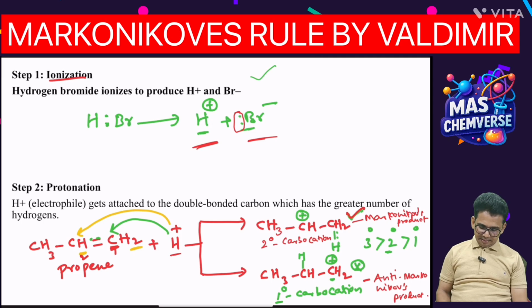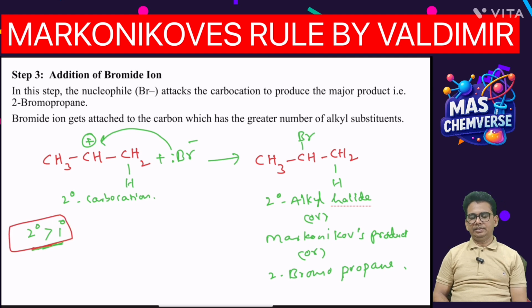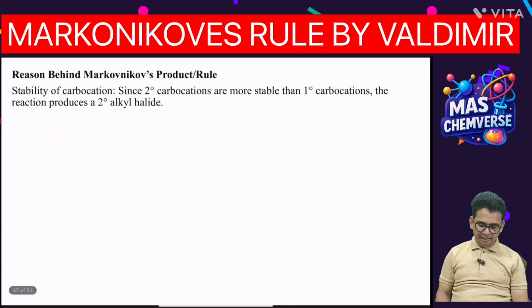Now in the second step we are taking the secondary carbocation only, because secondary is more stable than the primary. That's why we take the more stable one. Then the bromide attacks this electron deficient carbocation to produce the secondary alkyl halide. This is according to Markovnikov's. What is the reason behind this? Already I told you.